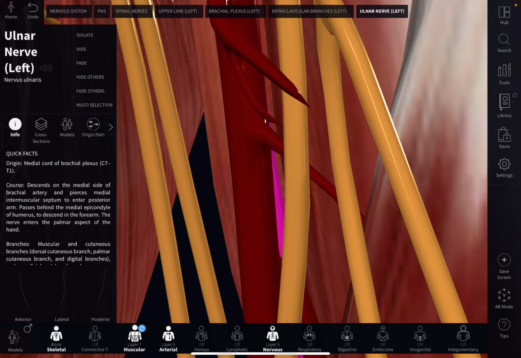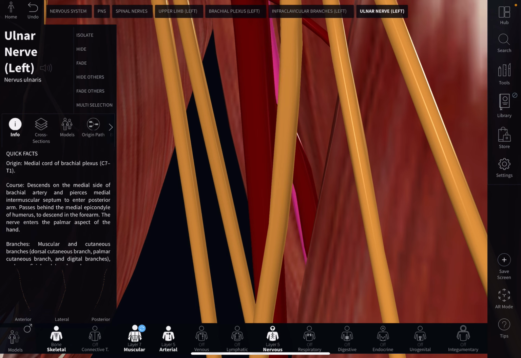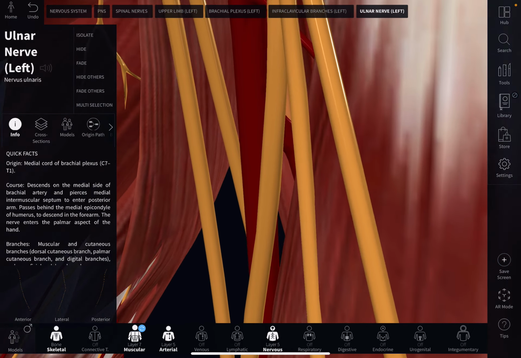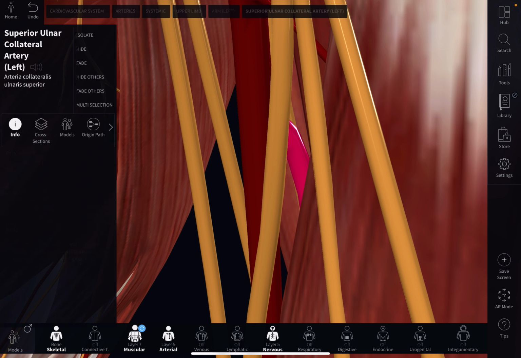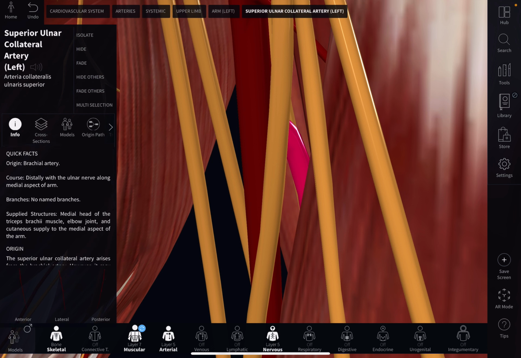So it lies medial to the brachial artery, and in the lower part it can be seen piercing the medial intermuscular septum along with the superior ulnar collateral, and that goes to the posterior compartment of the arm. In the posterior compartment of the arm, after piercing the medial intermuscular septum, it goes to the lower part, the posterior part of the back of the arm, and it runs in front of the medial head of the triceps brachii, right?